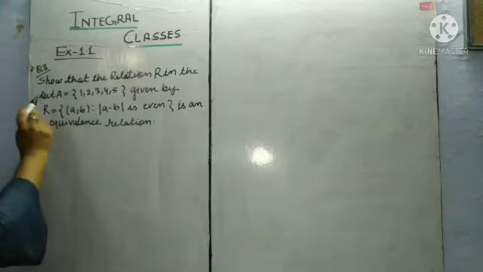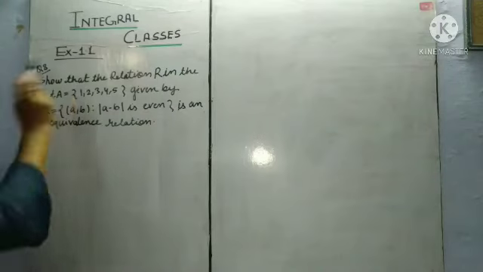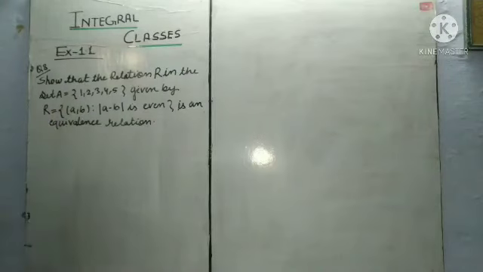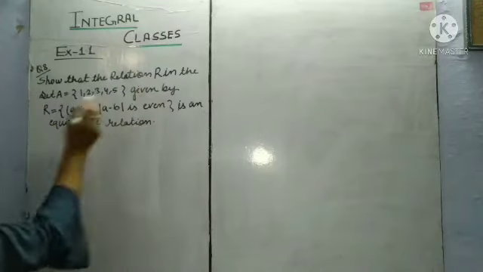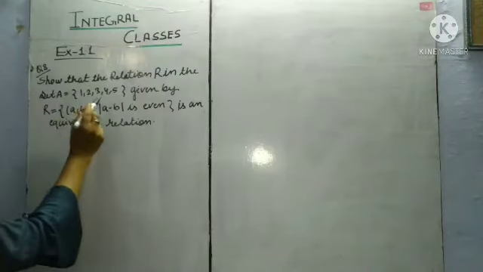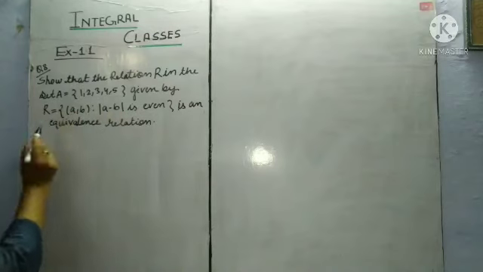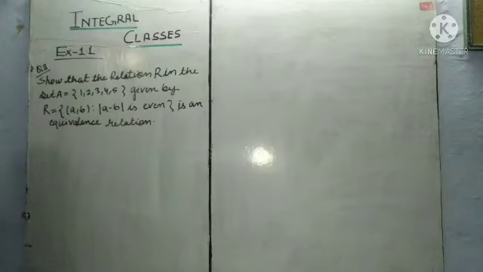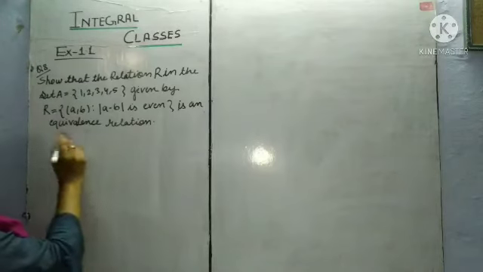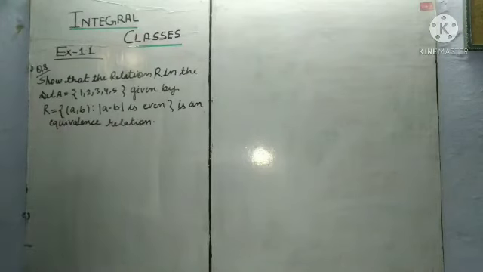Now we will continue here, question number 8 from exercise 1.1. In question number 8 we are given: show that the relation R in set A = {1, 2, 3, 4, 5} given by the relation (a, b) where a minus b is an even number is an equivalence relation. We will prove here it is an equivalence relation.